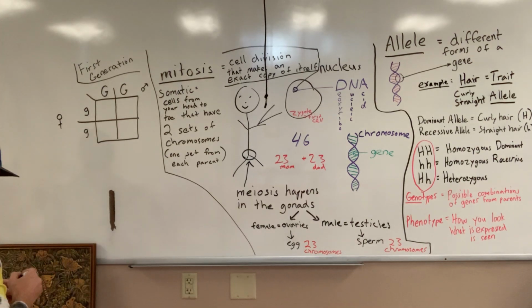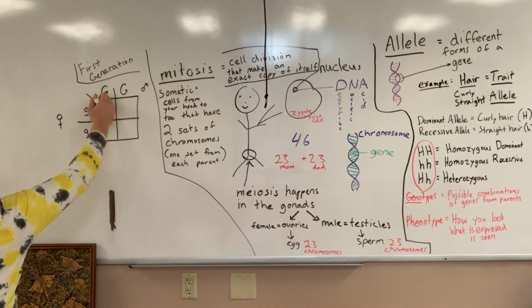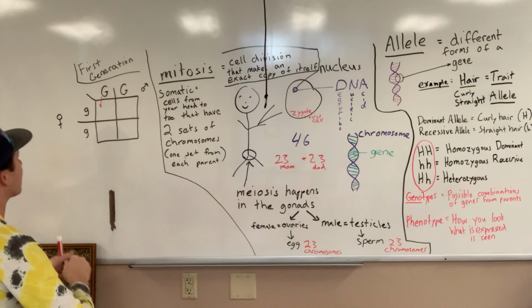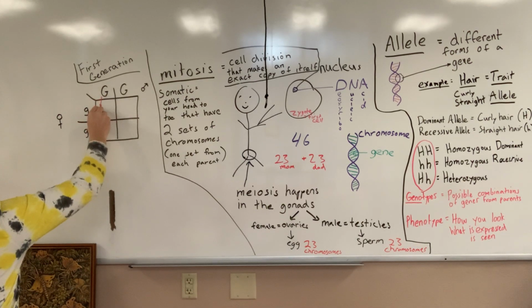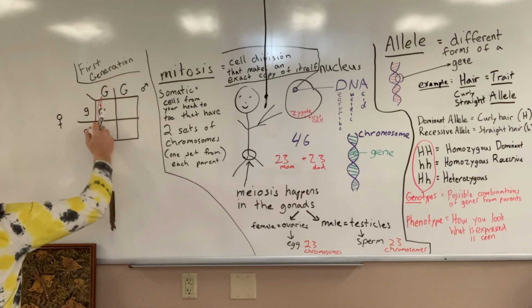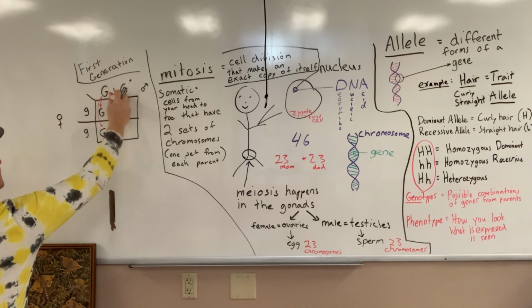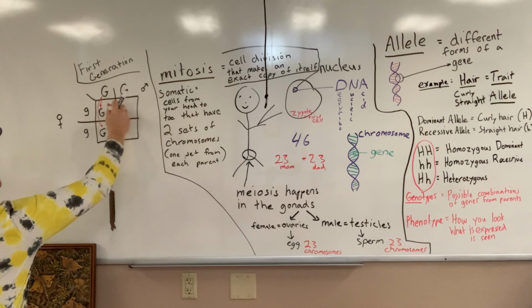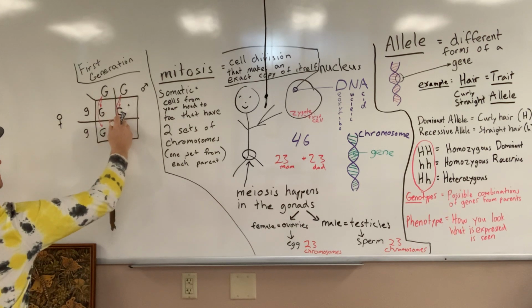Okay, now what I need to do, what Mendel did, was he bred the purebred green, and so I bring this capital letter G down, and I also bring it down to this box, and then I bring this capital letter G down, and I also bring it down to this box.